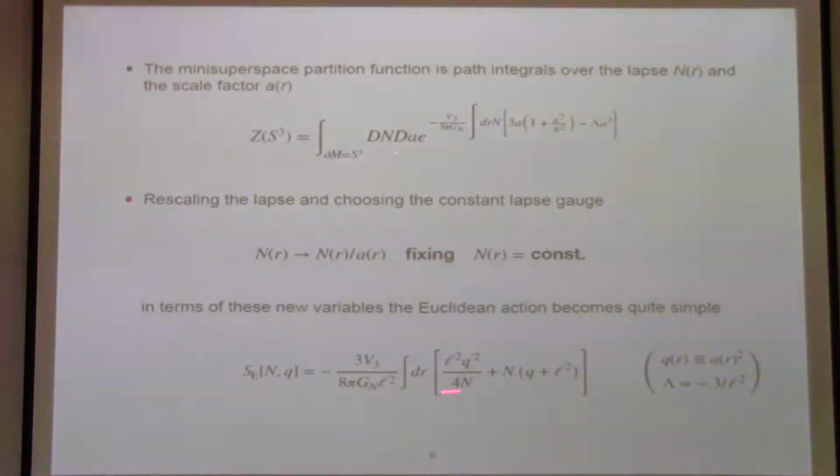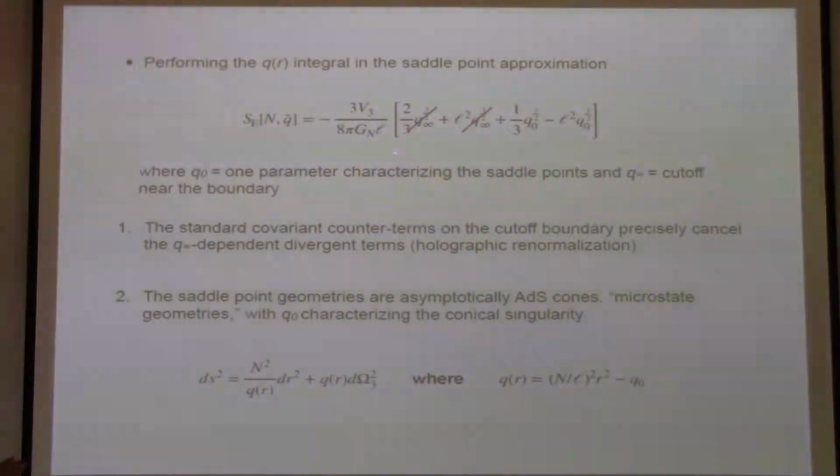Okay, so now it's actually quite simple. This is the kinetic term, because n is now constant, and then there's a linear potential. So you almost see an Airy function, because the Airy function is a solution to the linear potential problem. But you have to get the right Airy function. By performing this Q integral in the saddle point approximation, this is what we get.